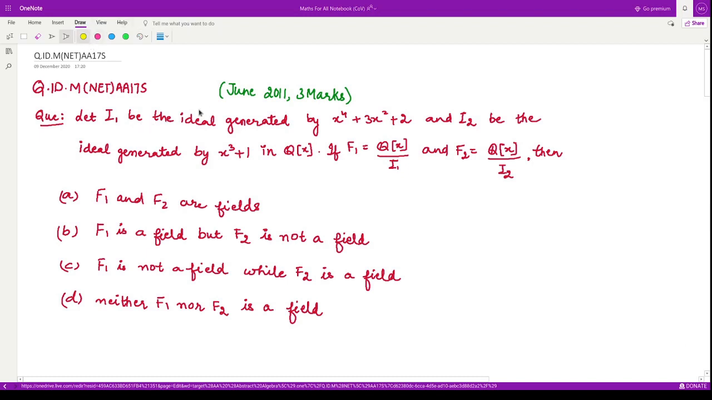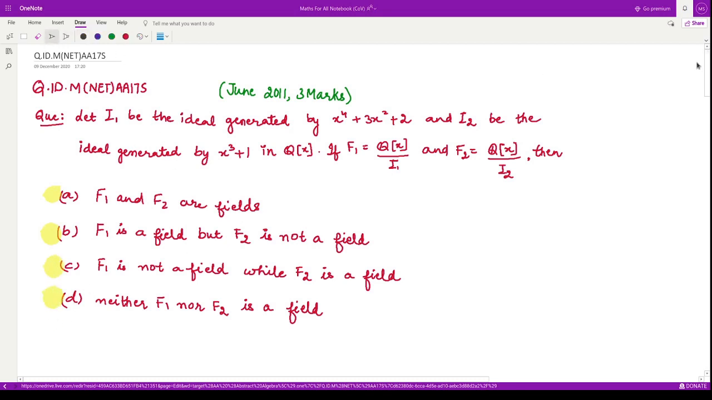This question says, if I1 is the ideal generated by x to the power 4 plus 3x squared plus 2, and I2 is the ideal generated by x cubed plus 1 in Q[x], and if F1 is the polynomial ring Q[x] divided by the ideal I1, and F2 is the polynomial ring Q[x] divided by the ideal I2, then which of the following four options is correct? So let us get started.